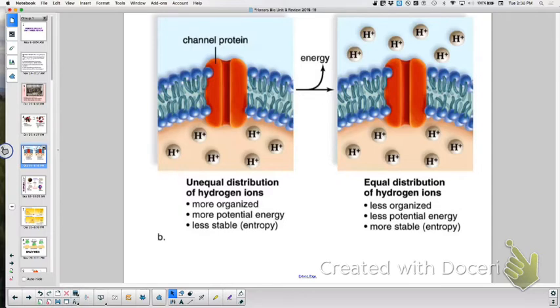Perfect, okay? This equal distribution is like having water at the same level on either side of the dam. Can't really do anything for you. But in the first picture, you have more hydrogen on one side than the other. You can use that to do work. That's why this one has more potential, this one has less potential. Which one is higher in entropy, on the left or the right? The one on the right, right? When you have it organized, when you have it on one side, that's low entropy. When it's even everywhere, that's high entropy, okay?